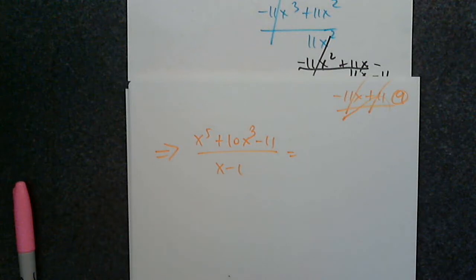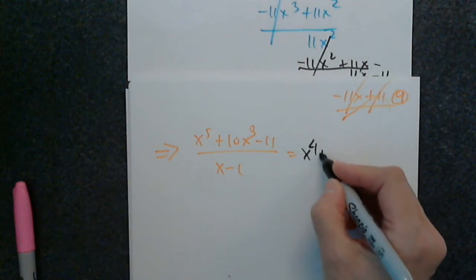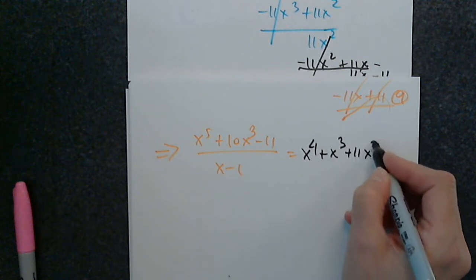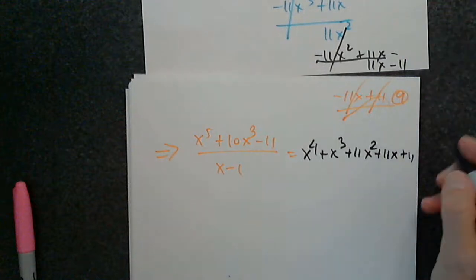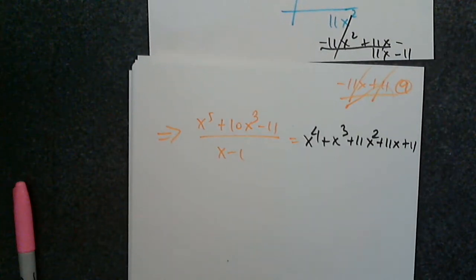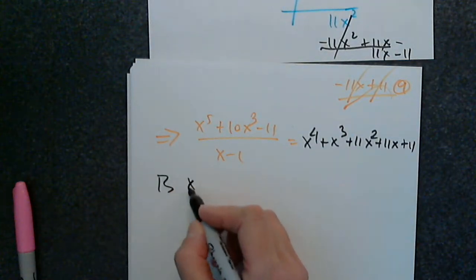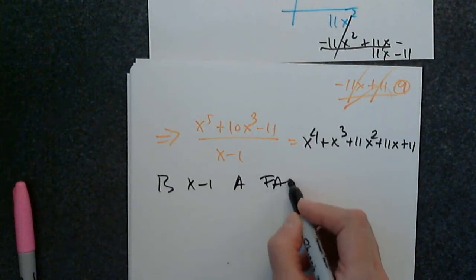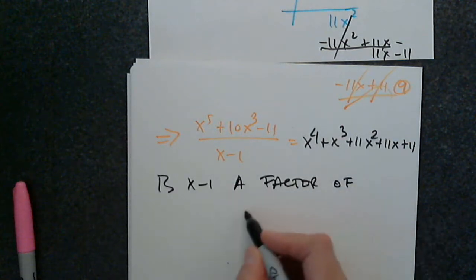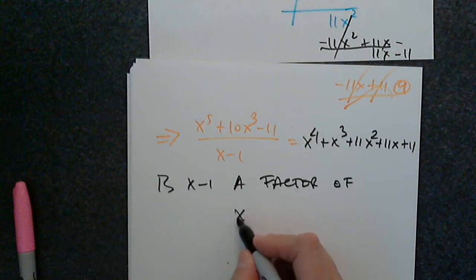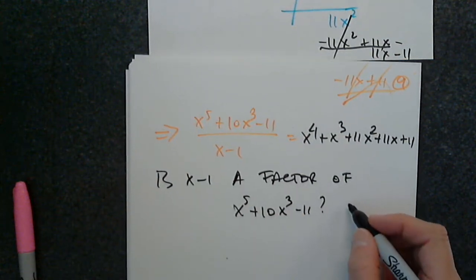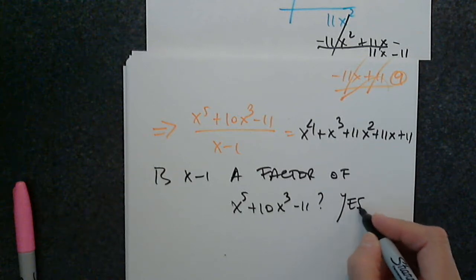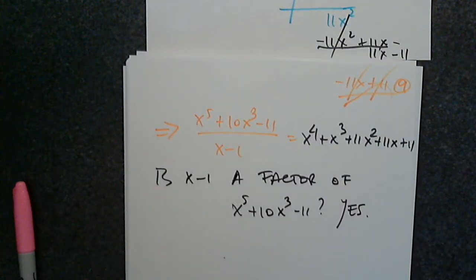Can anyone give us the answer? It is x to the fourth plus x cubed plus 11x squared plus 11x plus 11, and no remainder. And I have a question for you. Is x minus 1 a factor of x to the fifth plus 10x cubed minus 11? Yes. So according to Z, it's yes. Can anyone tell us why she said that?